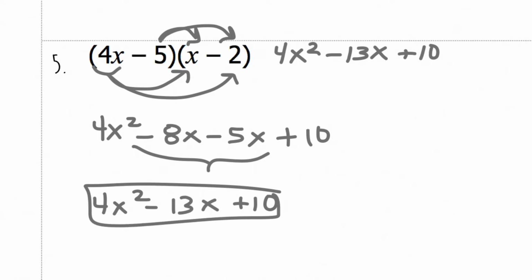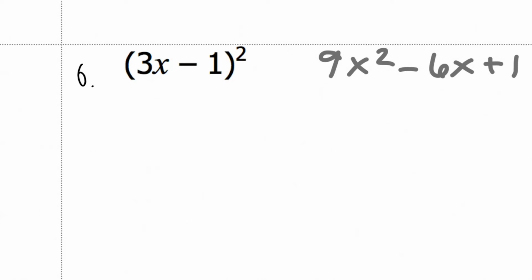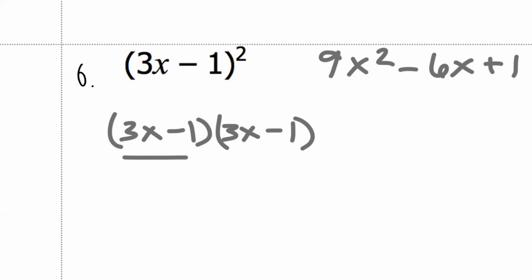Okay, let's take a look at problem 6 now. One thing that you need to remember to do is you need to remember to write this out. When I have something squared, it means it's being multiplied by itself twice. Once, twice. And then we can start our FOIL method.